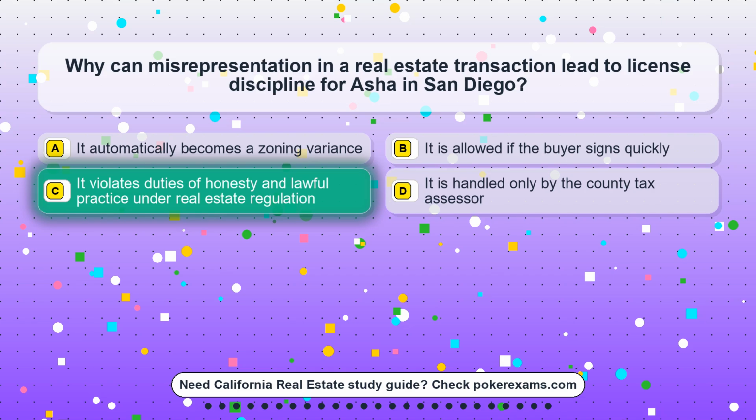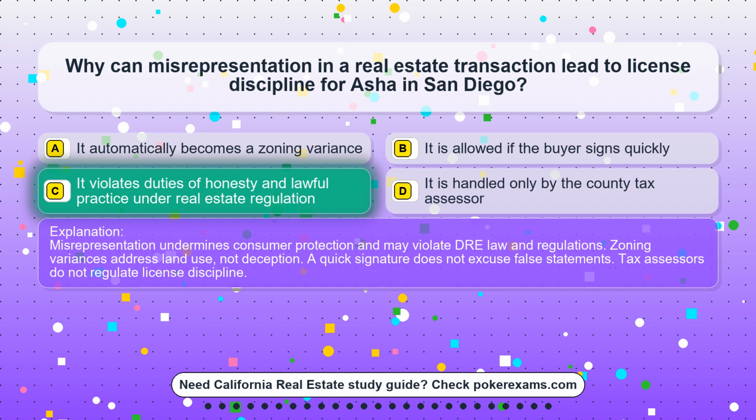The correct answer is option C. It violates duties of honesty and lawful practice under real estate regulation. Misrepresentation undermines consumer protection and may violate DRE law and regulations. Zoning variances address land use, not deception. A quick signature does not excuse false statements. Tax assessors do not regulate license discipline.